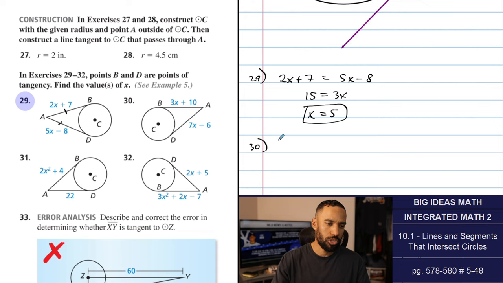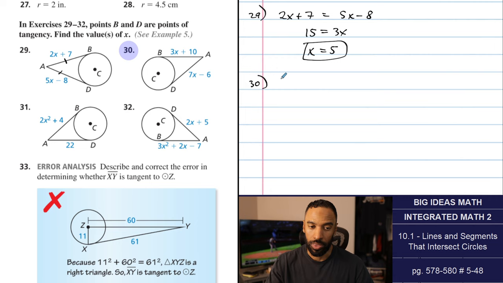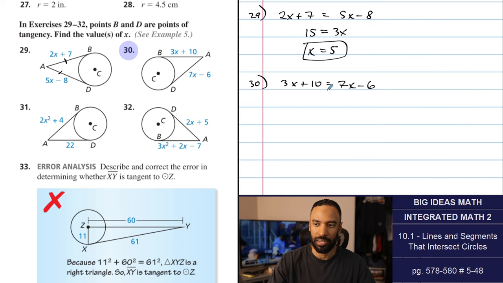So these will be very quick questions. Number 29, those two things are equal. Number 30, these two things are equal. Now in 31 and 32, you do have quadratics, so we'll be able to do more with them. So 3x plus 10 equals 7x minus 6. Once again, I'll subtract 3x from both sides, add 6 to both sides, and divide both sides by 4. I'll get x equals 4. Very, very fast.